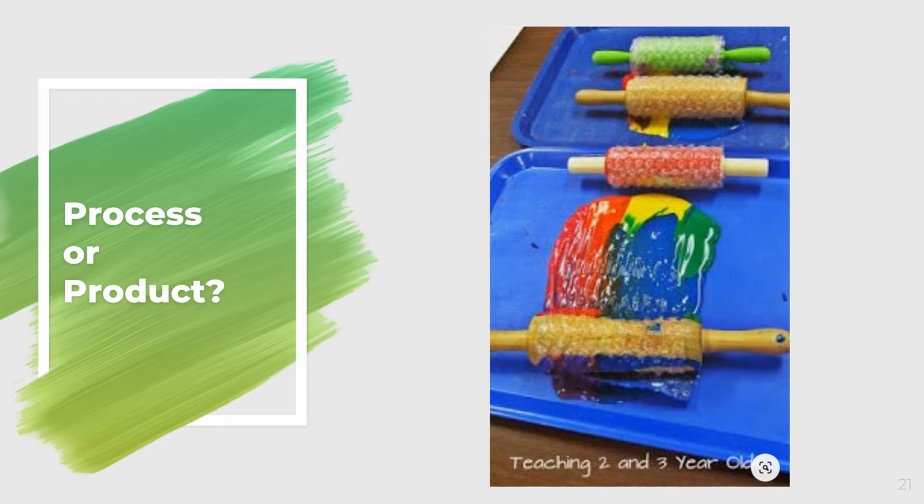Here we see little rollers. Sometimes these rolling pins are used for Play-Doh, for making the Play-Doh nice and flat so you can do stuff with it. And in this one, it looks like somebody has put bubble wrap on the rollers so the kids kind of roll it into some paint and then perhaps go and put it on a piece of paper.